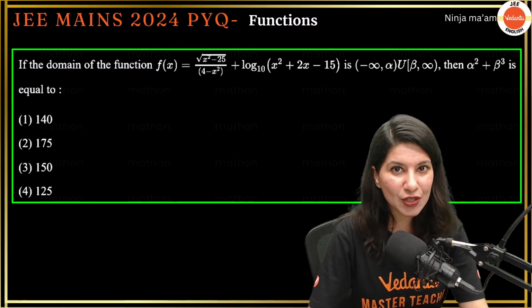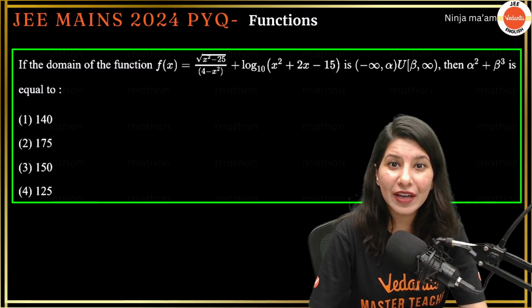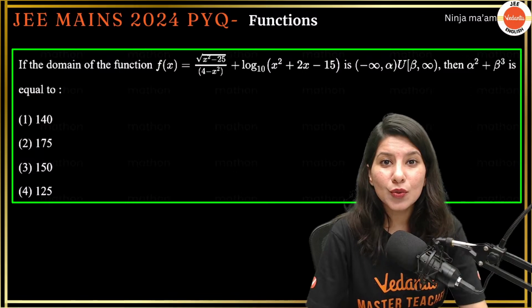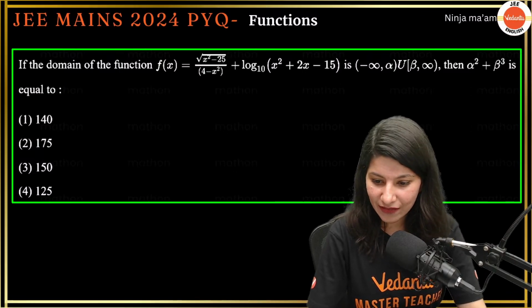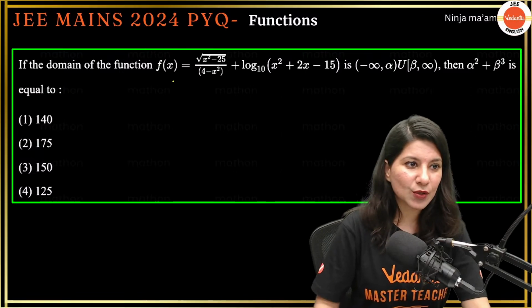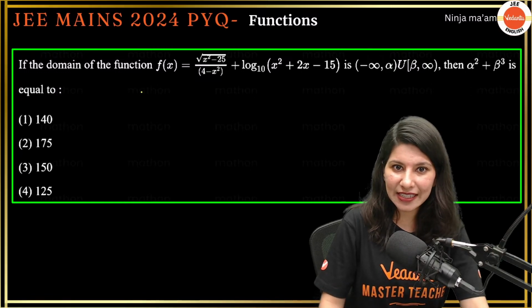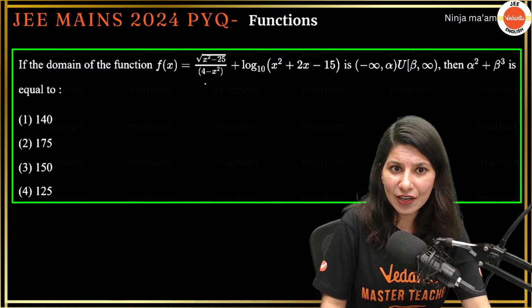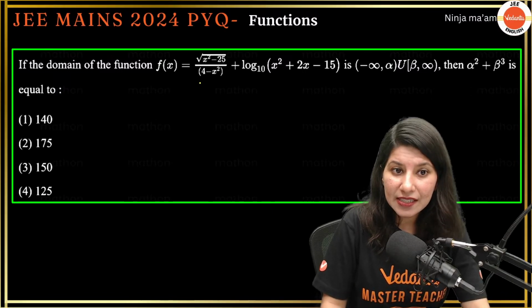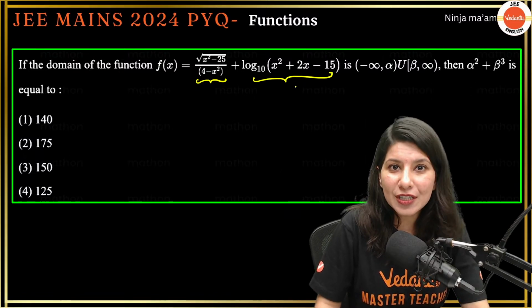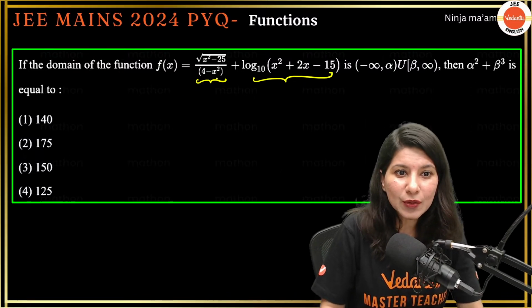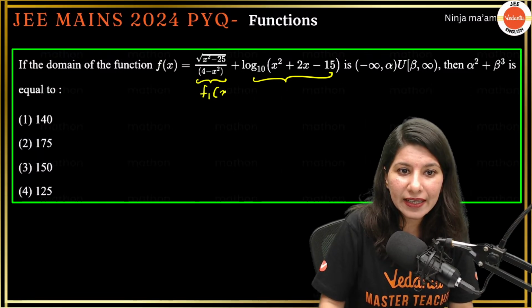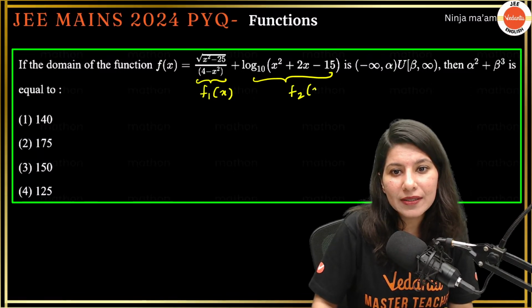By the way, this question is an absolutely basic question wherein they are asking you to calculate the domain of this function. The function f(x) is clearly in front of you. We can see that this function f(x) is a sum of two different functions. This is function number 1, this is function number 2. Let's say this is f1(x) and this is f2(x).